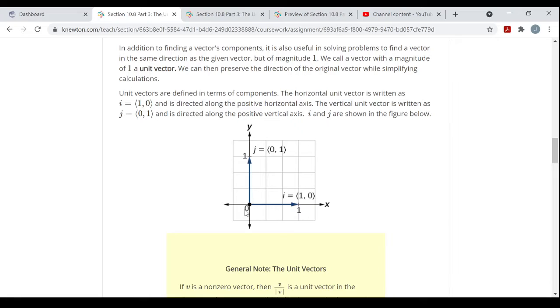Now, in other videos, you've seen these vectors i and j. These are some special unit vectors, right? i is just the vector where you go to the right 1 unit, the vector 1, 0. j is simply the vector where you're going up 1 unit, the vector 0, 1. And those are standard unit vectors.